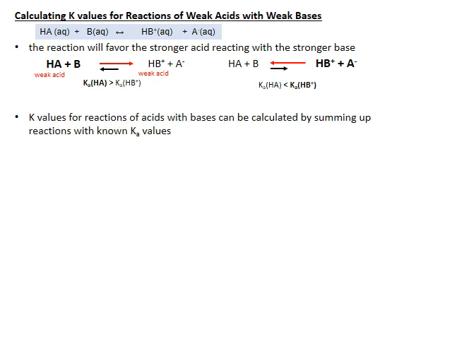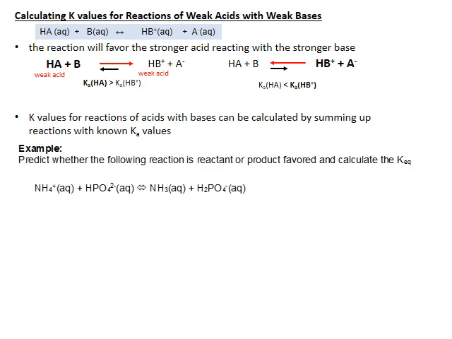Let's see how we can quantify these predictions by actually calculating a K value for a specific example. The example shown is the reaction of the weak acid ammonium with the weak base hydrogen phosphate to form ammonia and dihydrogen phosphate. The acid on the left is the ammonium ion, and the acid on the right is dihydrogen phosphate. Which acid is stronger?